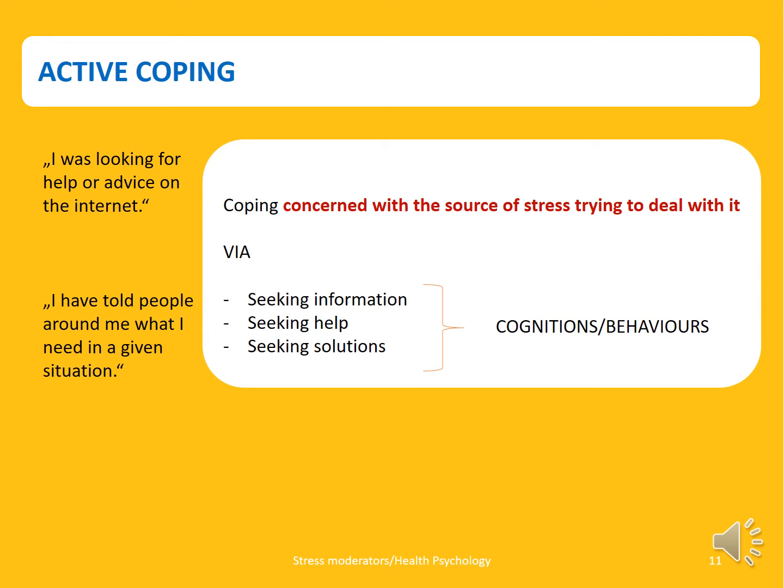When it comes to the second dimension, your answer to the question, what have you done in order to deal with it, could be, I was looking for help or advice on the internet. Or, I have told people around me what I need in a given situation. From these answers, it is already obvious that such a coping strategy is active and is concerned with the source of stress, trying to deal with it through cognitive and/or behavioral efforts like seeking information, seeking help, or seeking solutions.